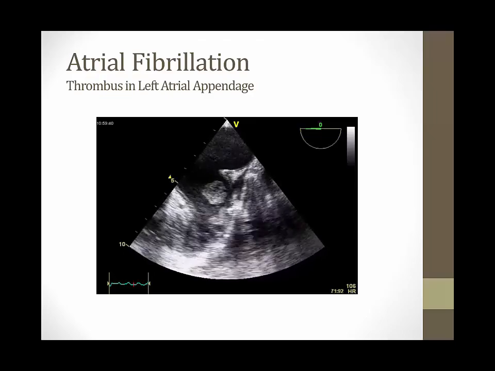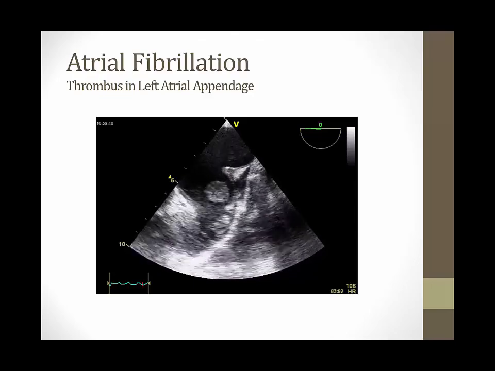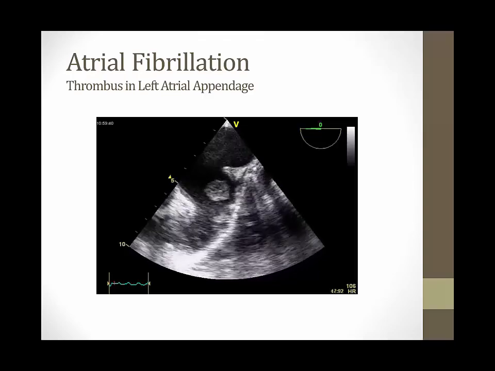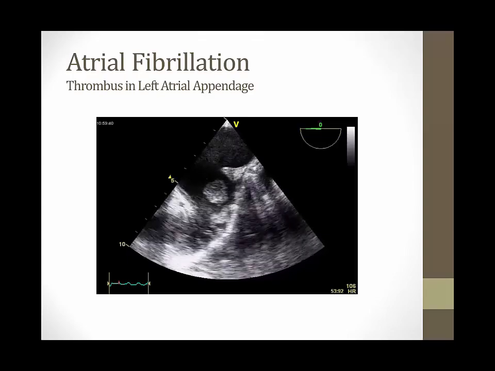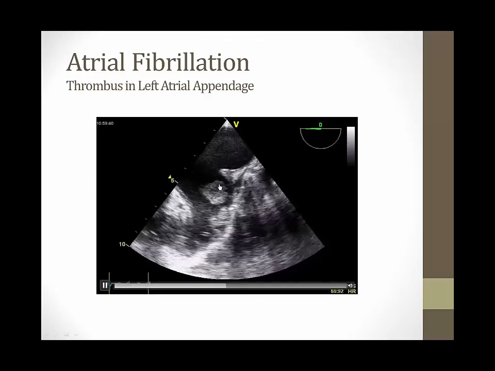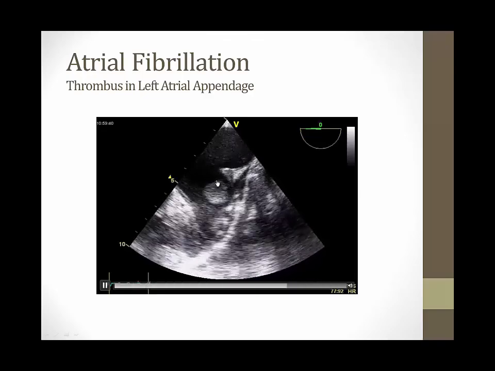Shown on the screen is a transesophageal image of the left atrial appendage. It is a small outpouching of the left atrium, and it tends to have very slow blood flow, and that blood flow gets even slower in the setting of atrial fibrillation. When this happens, it can form a thrombus, and what you're seeing on the screen is a thrombus filling up the left atrial appendage. If a piece of this thrombus breaks off, this patient will have a stroke.